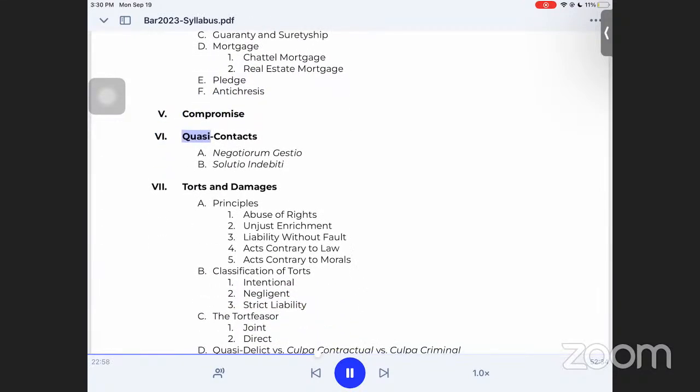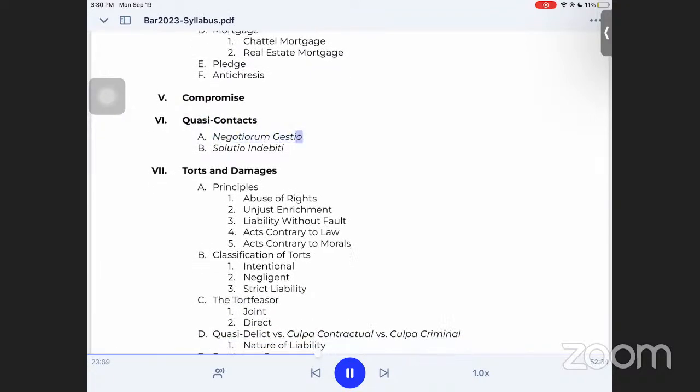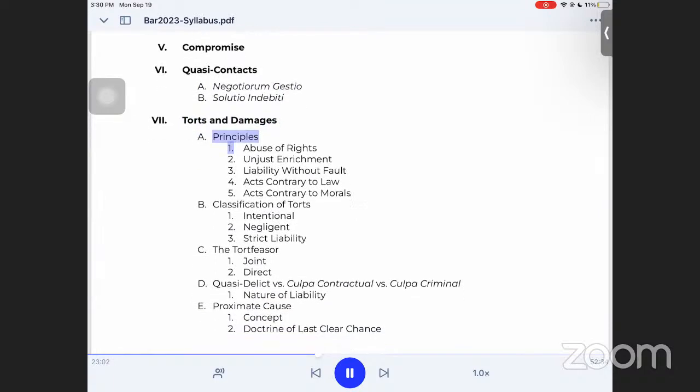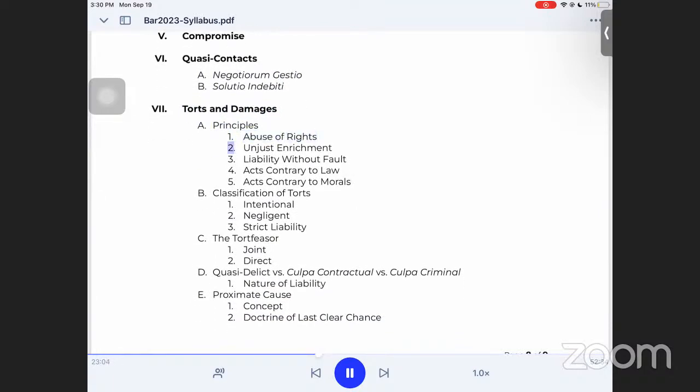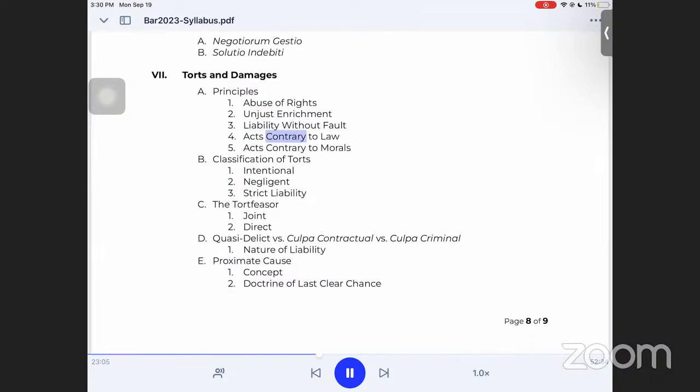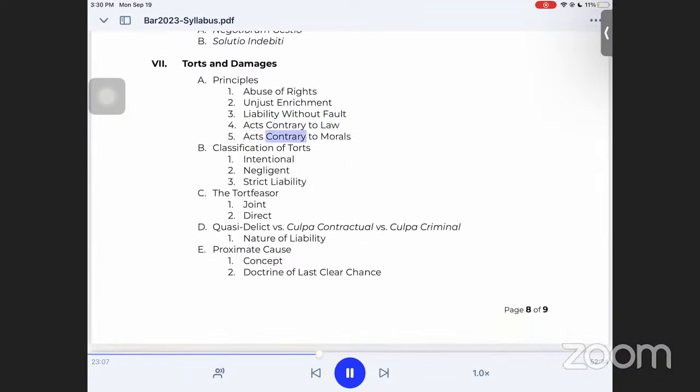V. Quasi-contracts: negotiorum gestio, solutio indebiti. 7. Torts and damages. A. Principles. 1. Abuse of rights. 2. Unjust enrichment. 3. Liability without fault. 4. Acts contrary to law. 5. Acts contrary to morals.